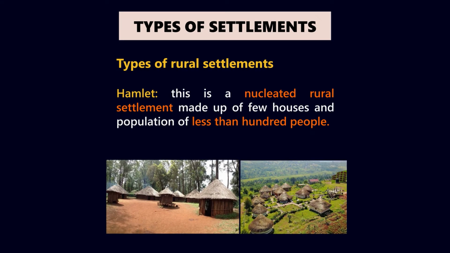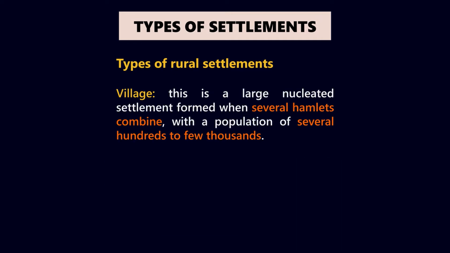The second type of rural settlement is the hamlet. The hamlet is larger than the homestead. It is another type of rural settlement that contains few buildings and a population of less than 100. This is an image showing a hamlet. From the image, you can see that the buildings are arranged in a nucleated or clustered settlement pattern.